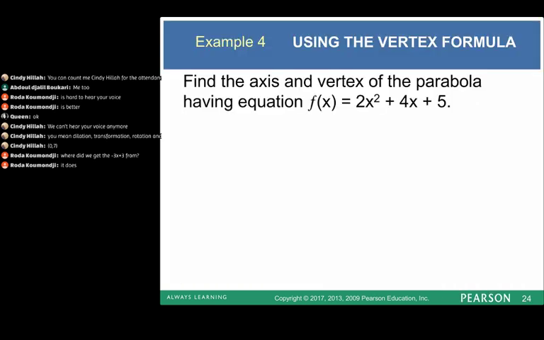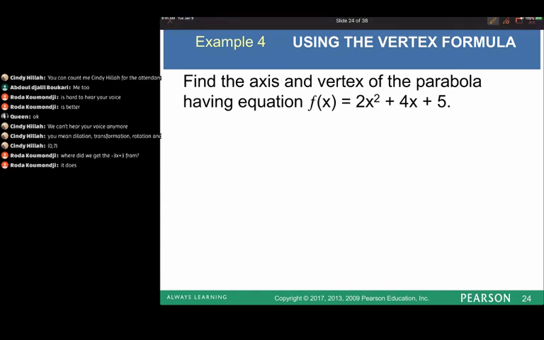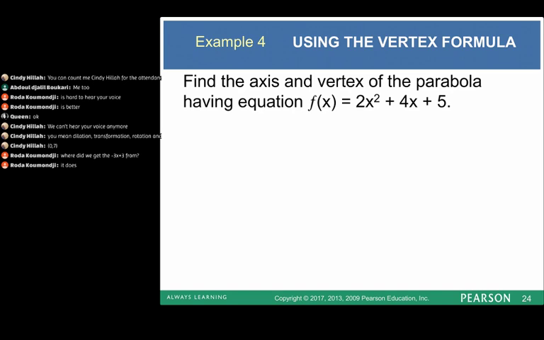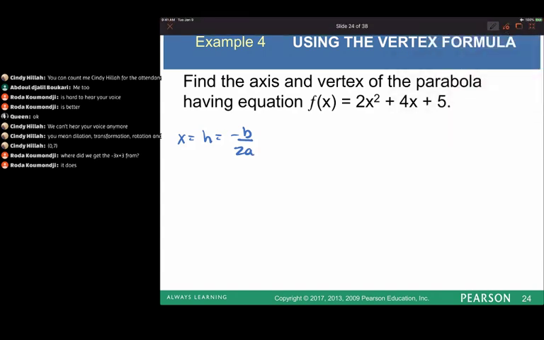Okay, here we're asked to find the axis and the vertex of the parabola having this equation. So again, for the axis and the vertex, to me, the simplest way is just to use the vertex formula. The x coordinate of the vertex is our h. It's going to be negative b over 2a. So then our b in this case is 4 over 2 times our a, which in this case is 2. So that's going to be negative 4 over 4, which is negative 1.